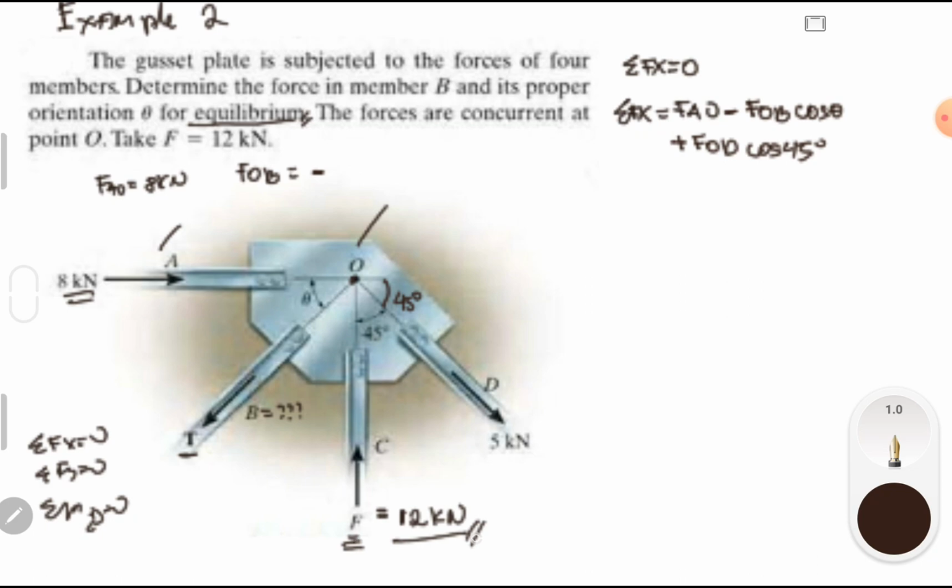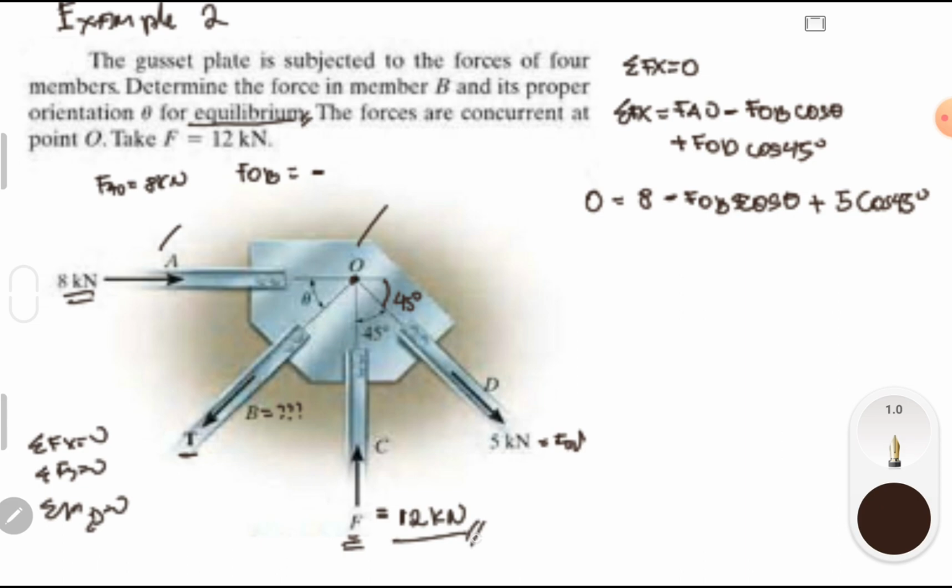Take note that your F is only at a vertical orientation. So therefore I may say that my summation of f of x is equal to 0, is equal to my FAO, which is equal to 8 kilonewton. I will not write the kilonewton yet, later on. Less our FOB, which is unknown, at cosine theta, plus FOD is equal to 5 kilonewton, which is equal to 5 cosine 45 degrees.